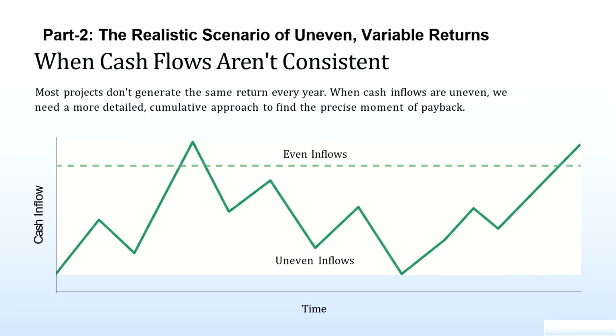In this big graph, the x-axis is time and the y-axis is the cash inflow. The first line, the straight line, shows the even cash inflow, but the second line is a zigzag line. This shows the cash inflow is uneven.